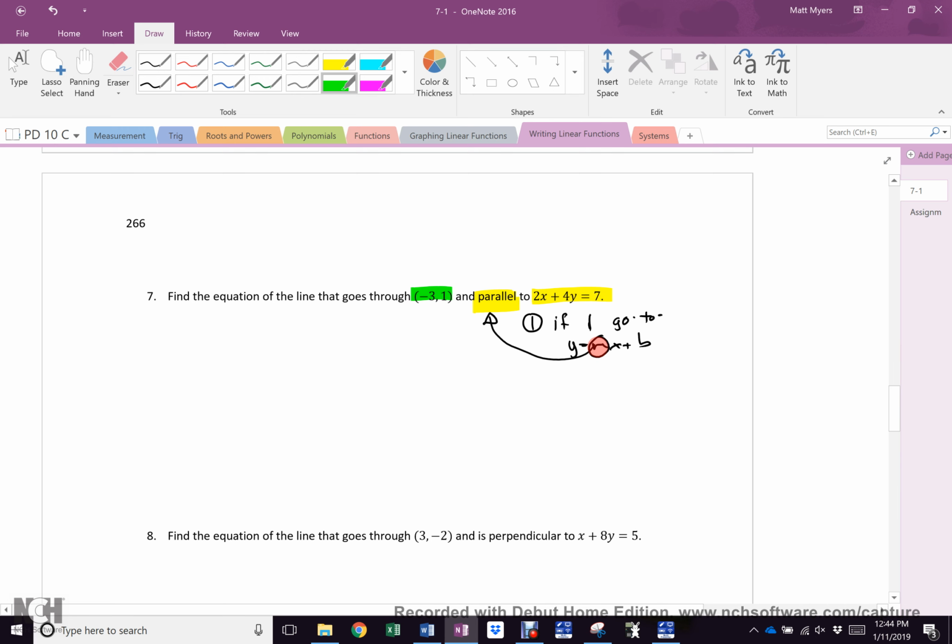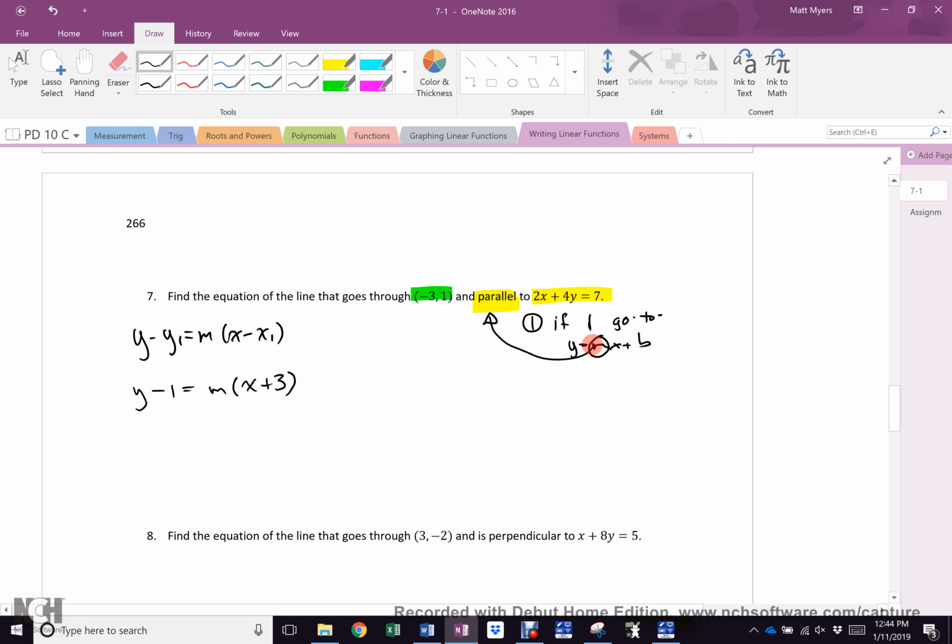So once we know that m, y minus y1 equals m, x minus x1. Do I know the x1 and y1? What are they? Y minus 1 equals m, x plus 3. Now all I need is an m. Where do I find the m? It would be right here.